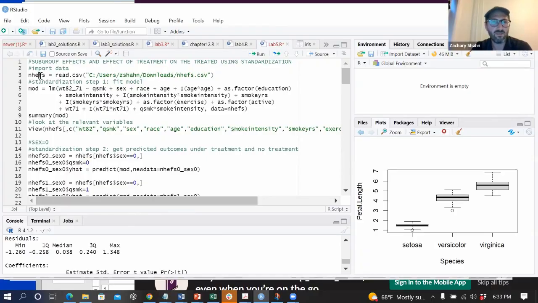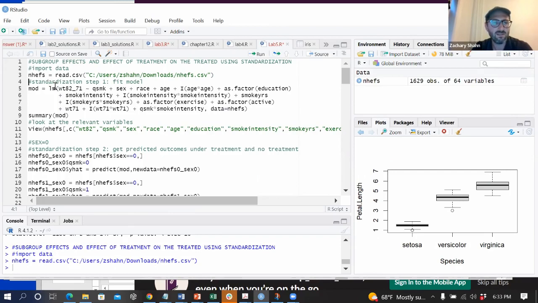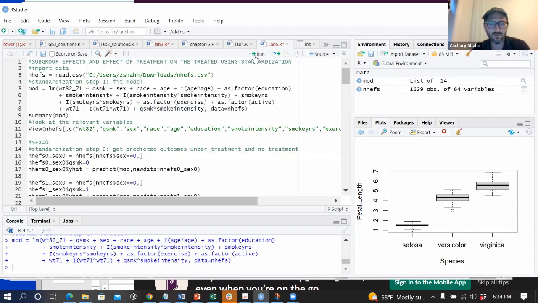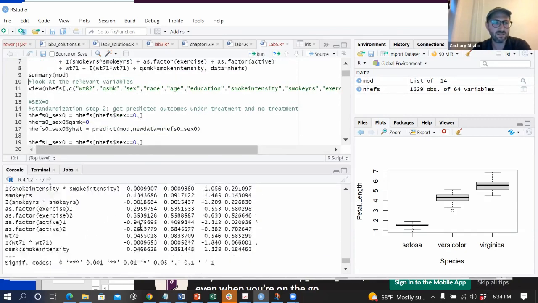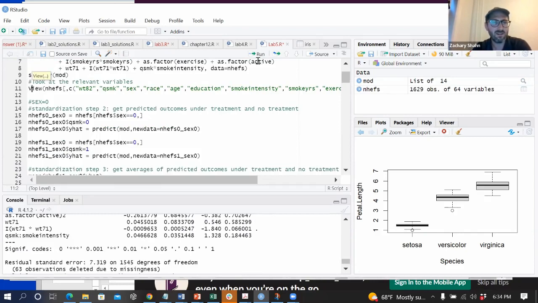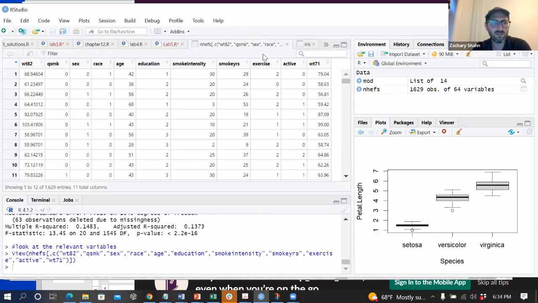So we'll start by reading in that NHEFS data set again. And the first step is to fit the regression model, weight gain from 71 to 82 as a function of the treatment, quitting smoking, and a bunch of covariates, and also including an interaction between treatment and smoking intensity in 71. Okay, so the model is fit. Here are all the coefficient estimates. But now let's say we want to limit this to a particular subgroup.